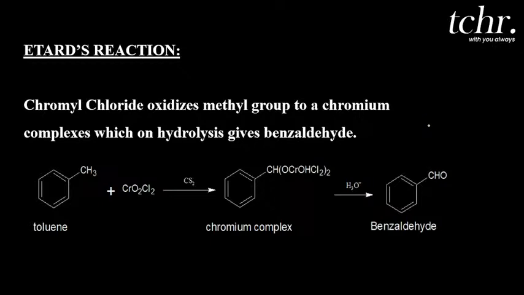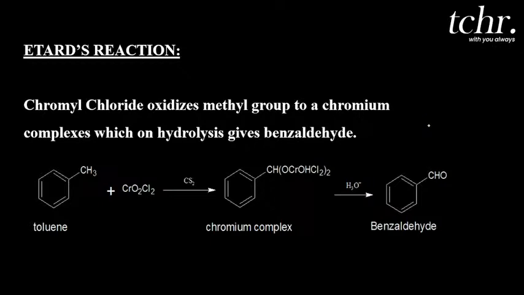How to remember Etard's reaction: in Etard's reaction, what can we prepare? We can prepare benzaldehyde, not the aliphatic one. We can prepare only benzaldehyde. So what do we do to prepare benzaldehyde? What is the reactant I will take? I will take toluene as a reactant. Toluene, everyone knows, right? A benzene ring with a methyl group attached to it. We call it toluene.